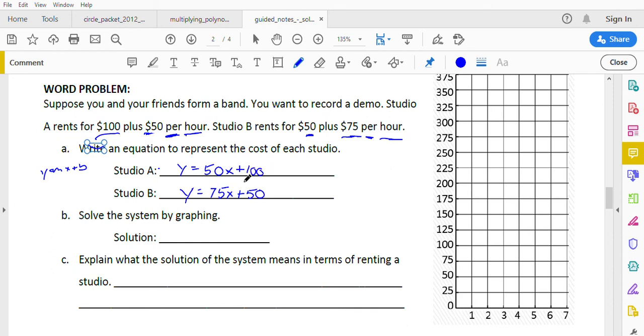Okay, so again, this one we're starting from 100, right? And we're going up by 50. So my slope is 50 over 1.